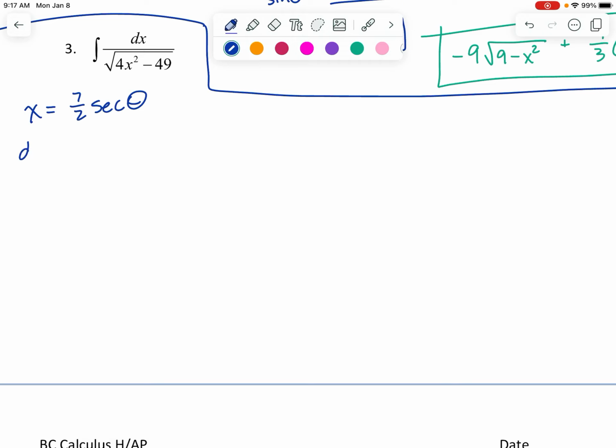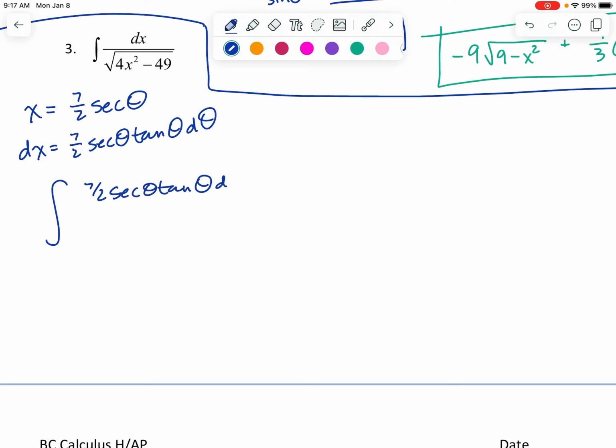That means that dx is going to be 7/2 secant theta tan theta d theta. And now I'm going to plug all of that in and see what I get. So I'm going to have up on the top my 7/2 secant tangent. On the bottom, I'm going to have the square root of, let's see, when I square it, of course, my 4s are going to cancel out. So I'm going to have 49 secant squared theta minus 49.